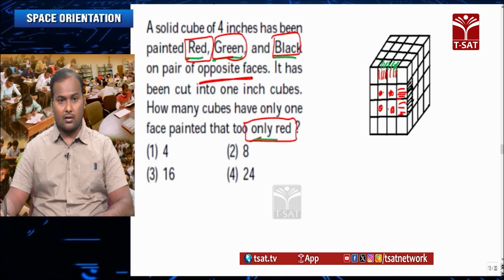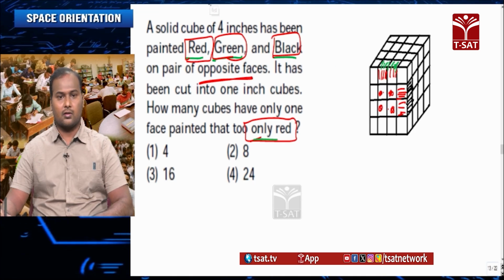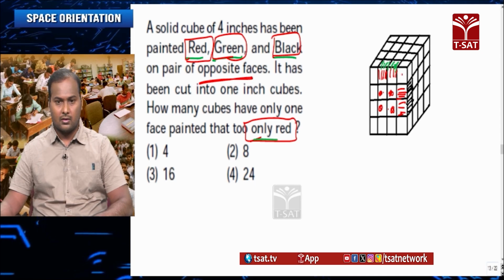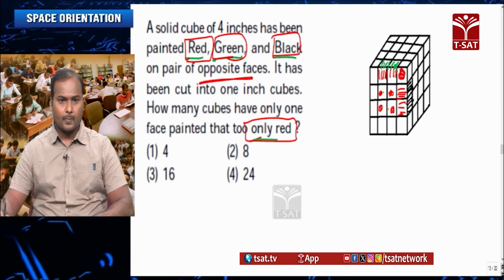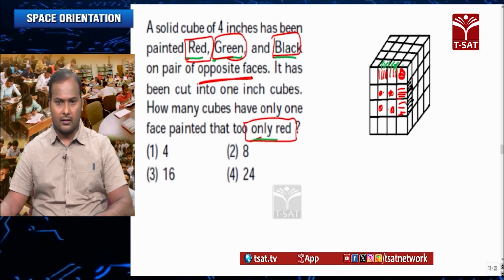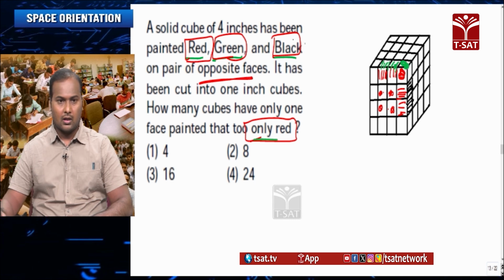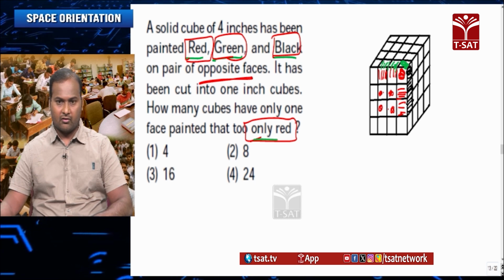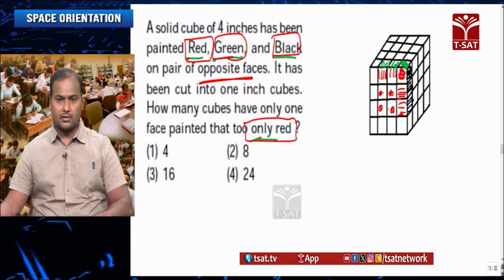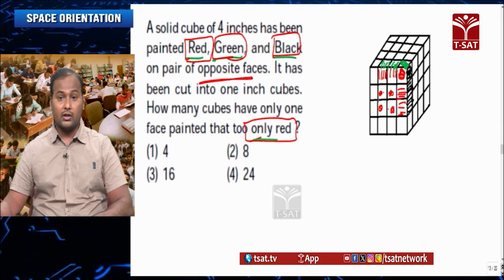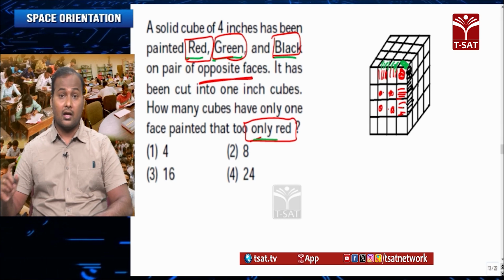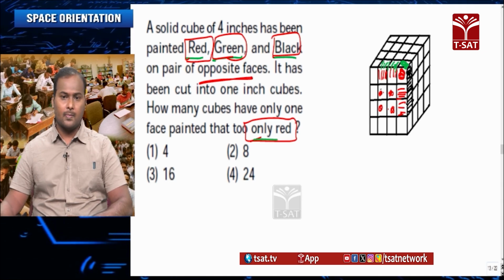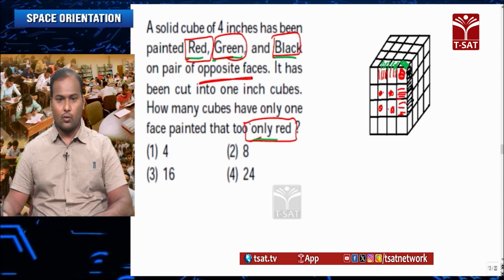And if you come to the corner, in the corner what will happen? All the 3 colors are possible in the corner. Means this corner, this face will be red, another face will be green here and the other face is black here. So remember this point. All the 3 colors are possible in the corners. Only 2 colors are possible on the edges. I said that only 1 color is possible in the center. And it's asking only red.